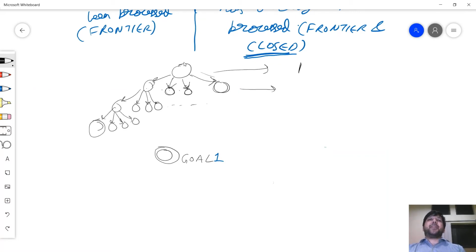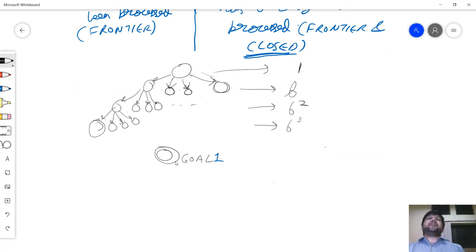So this parent has B children. Why B? What's the maximum number of actions that I can apply? Up, down, right, left. It's B, the branching factor. And that's exactly why it's called a branching factor, because it denotes the number of branches. One parent gives rise to B children. B parents give rise to B square children. B square parents give rise to B cube children.